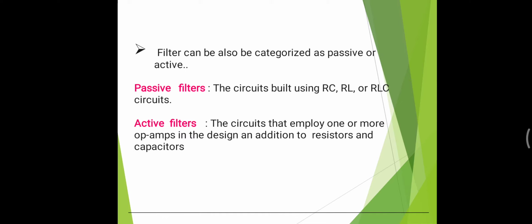Now come to active filters. In these circuits, we combine an op amp with the addition of a resistor or a capacitor. These types of filters are called active filters, that is nothing but one op amp with the addition of a resistor or capacitor. In this video I am going to talk about only active filters.